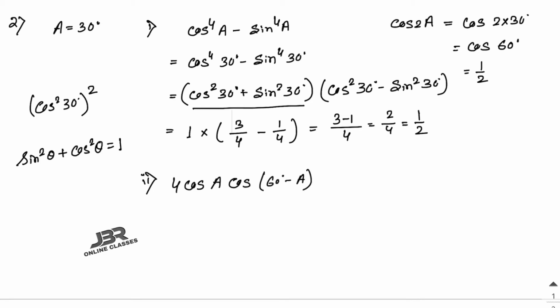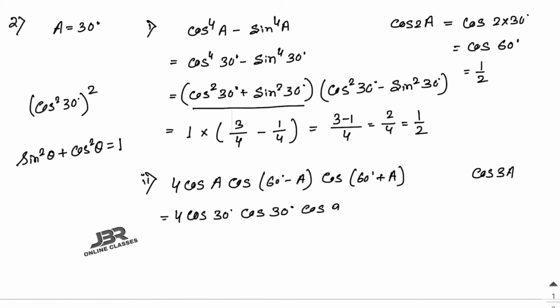Now number 2, in number 2 you have 4 cos a, then here cos 60 minus a, then here cos 60 plus a, that one equal to, you have to prove that cos 3a. So as here a equal to 30 degree, so first one here cos 30, second one here cos 60 minus 30, that one equal to also 30, and third one here 60 plus 30, that one equal to here 90. So as here 4 into cos 30. Cos 30 means you know that root 3 by 2, again here root 3 by 2, and cos 90, that one equal to 0.